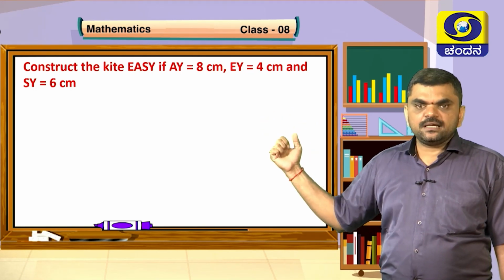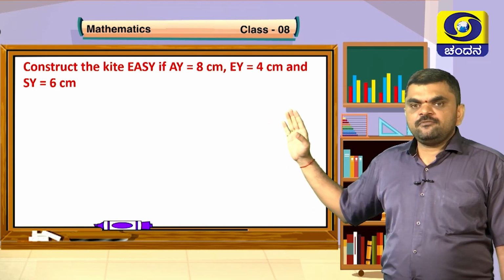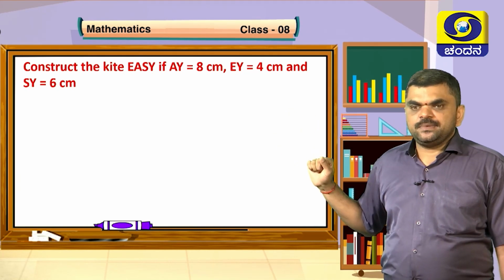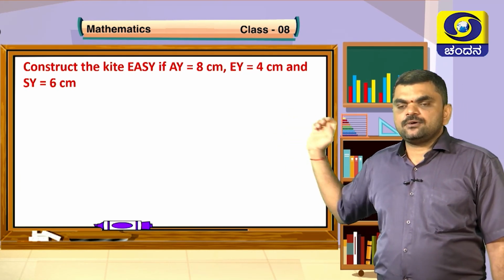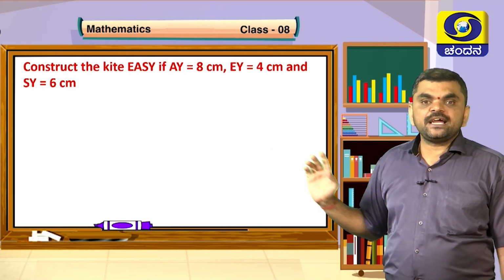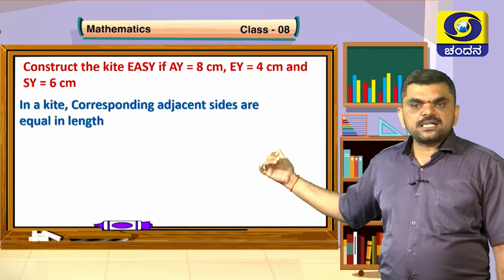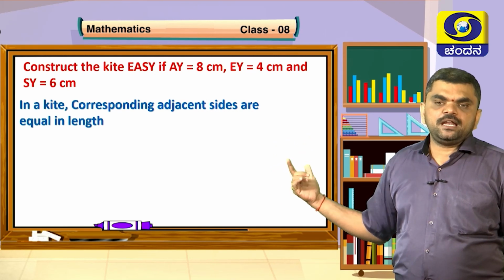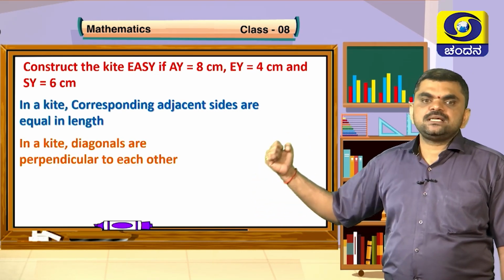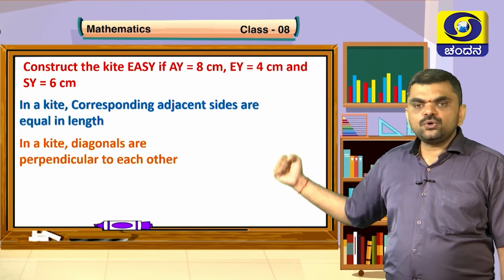Construct the kite EASY if AY is equal to 8 centimeter, EY is equal to 4 centimeter and SY is equal to 6 centimeter. We have to construct a kite here, children. Observe, in a kite corresponding adjacent sides are equal in length. Corresponding adjacent sides means, yes, let us see that one. In a kite, diagonals are also perpendicular to each other.